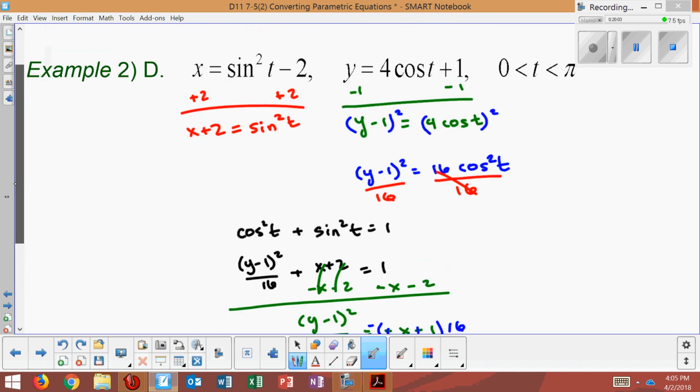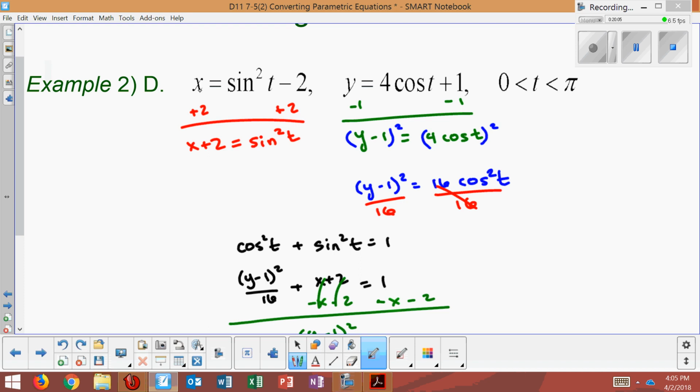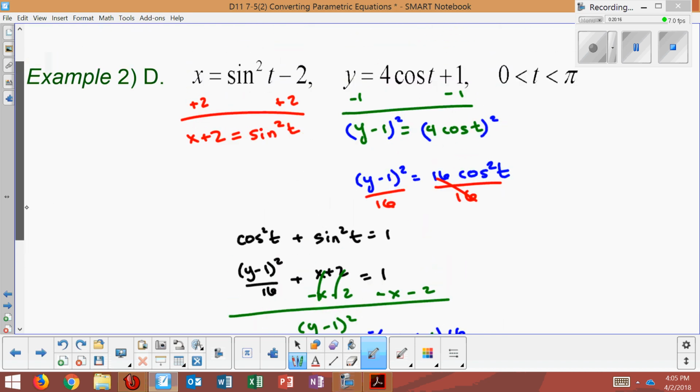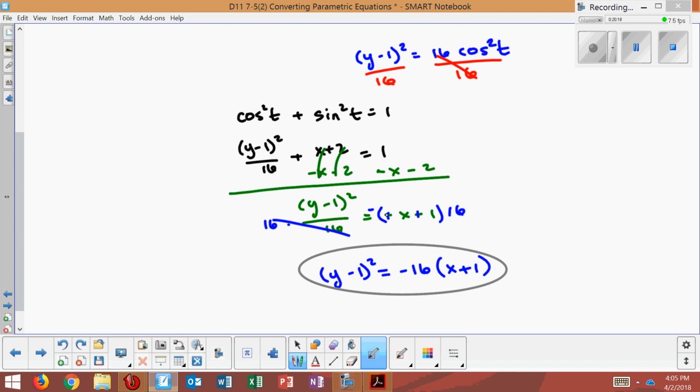What would the parameter do? Since this is sine with x, cosine with y, we would not be graphing from the x-axis, but from the y-axis. And it would only graph the top half of the parabola. It would not go all the way around because it's not all the way to 2 pi. So we could graph these and check our answer.